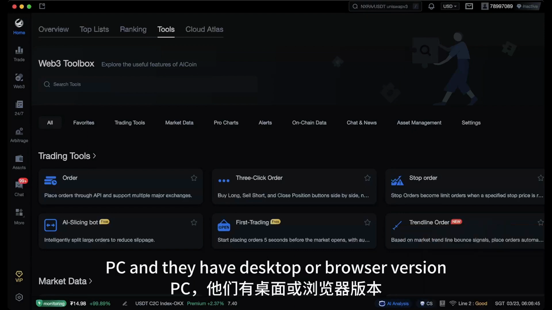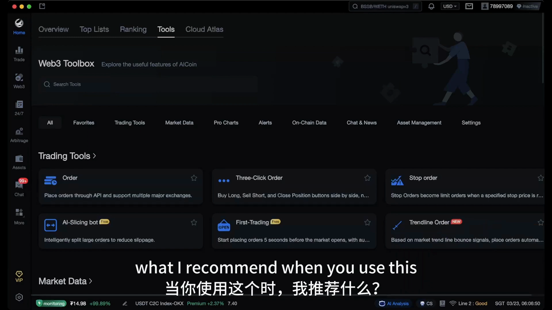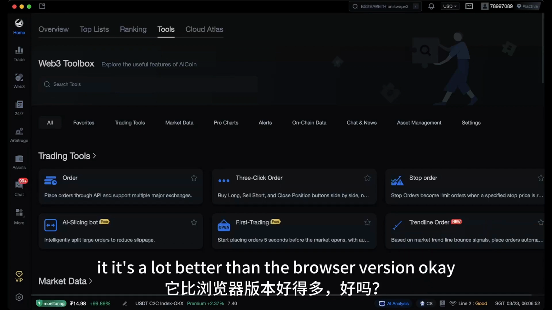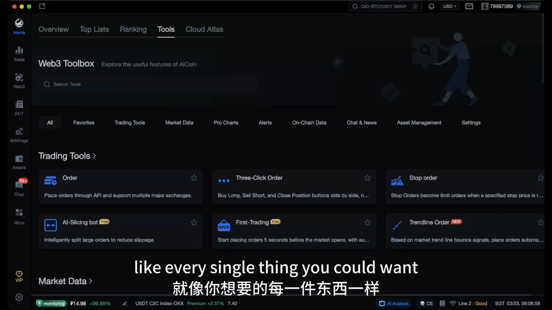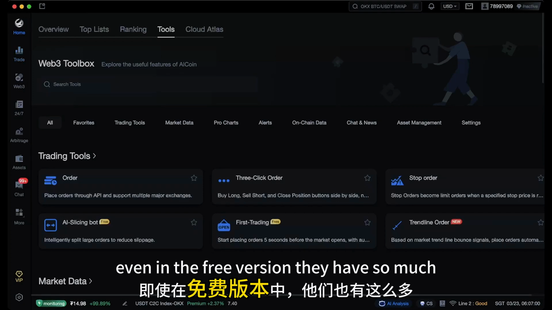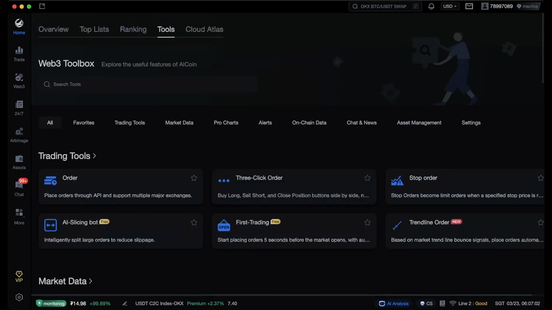Okay. So this is AiCoin, and this is their platform that I downloaded. They have a Mac version, PC, and a desktop browser version. What I recommend when you use this, definitely download it. It's a lot better than the browser version, okay? They have everything. And when I say everything, I mean every single thing you could want, even in the free version.